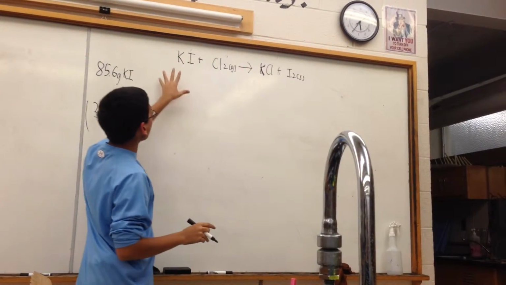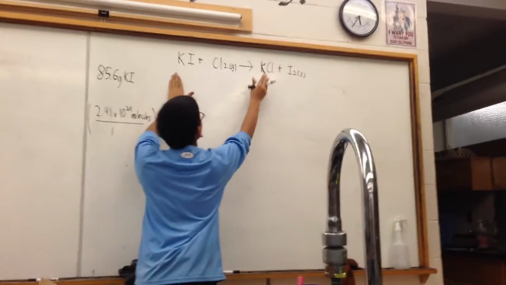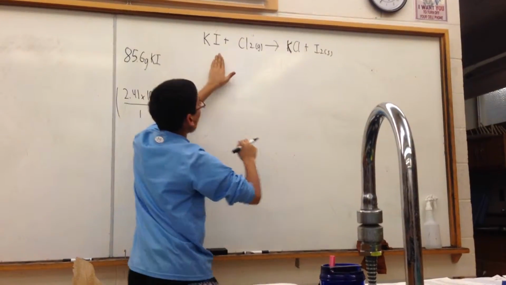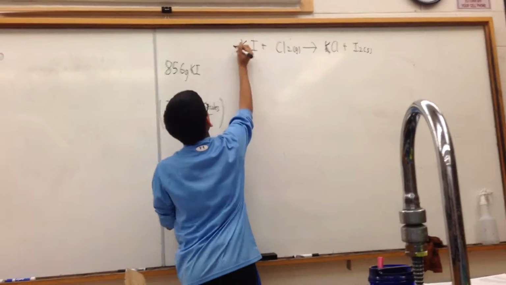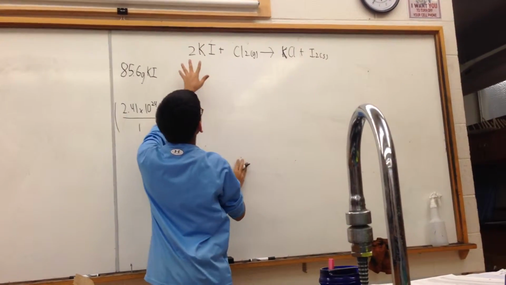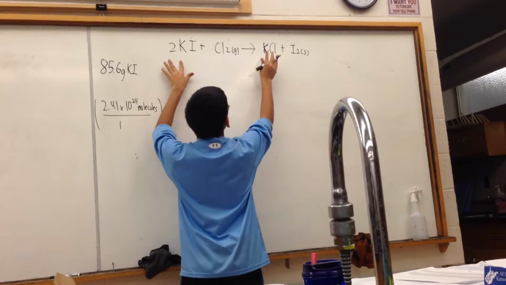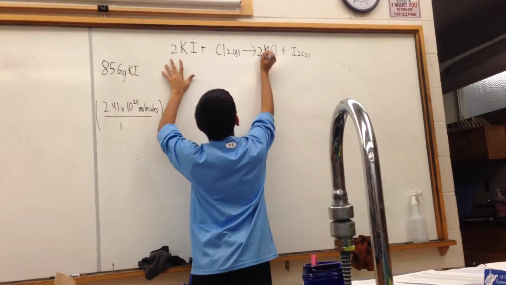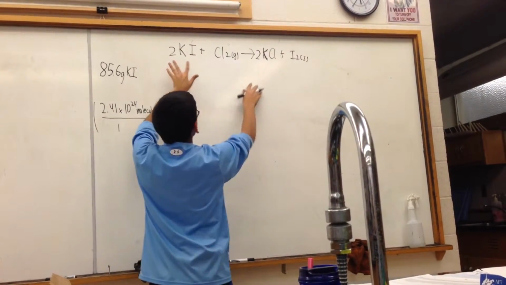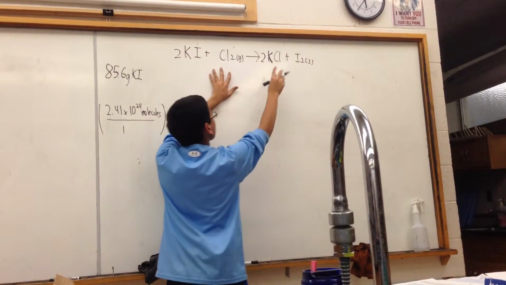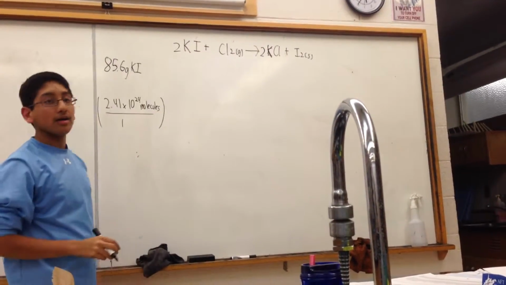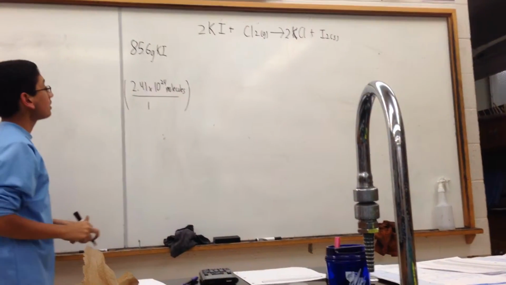Alright, so let's start with potassium. One potassium, one iodine, two iodines. We're going to need to change that. So we're going to put a 2 right here. So let's start again. 2 potassiums, 1 potassium. So we need to stick a 2 right there. 2 potassiums, 2 potassiums, 2 iodines, 2 chlorides, 2 chlorines, 2 chlorines. So our reaction's balanced. That's the first step.